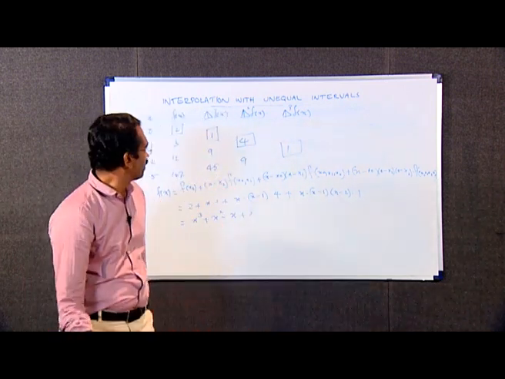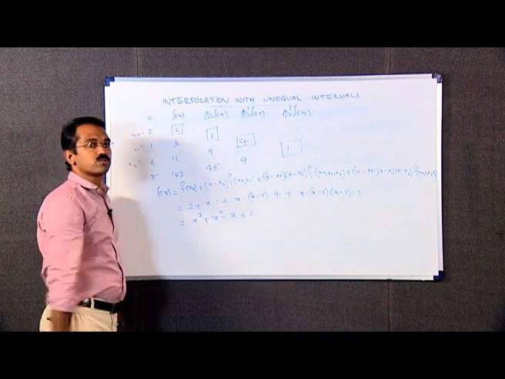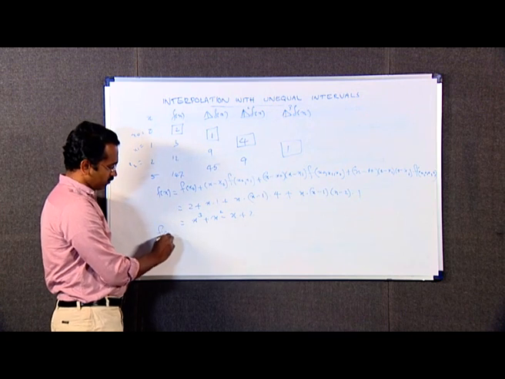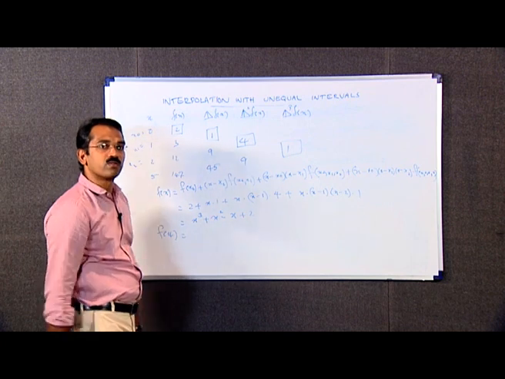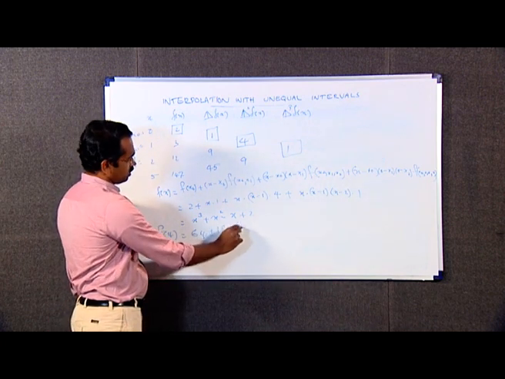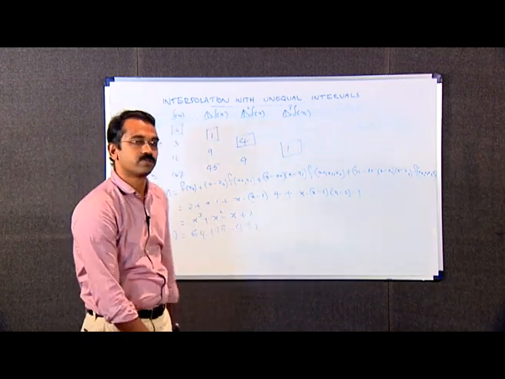If we have to find some values in between the given x values, say for example, we have to find f of 4, then we put x equal to 4 in this, we will get 64 plus 16 minus 4 plus 2, which is equal to 78.